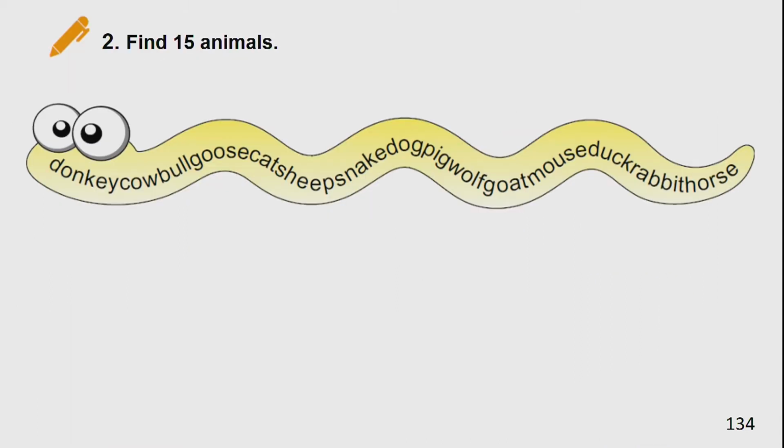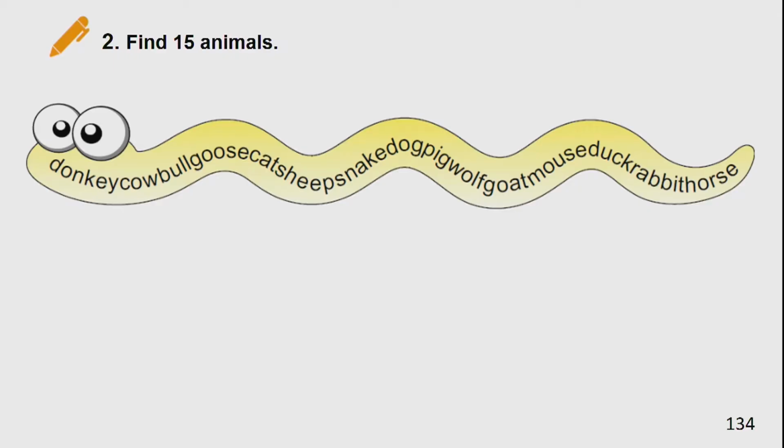That's page 134. Look at the picture and find 15 animals there. Work individually and write words in your copybooks. Have you finished? Okay, now swap your copybooks with the partners and check the answers. Okay, let's do it together now.